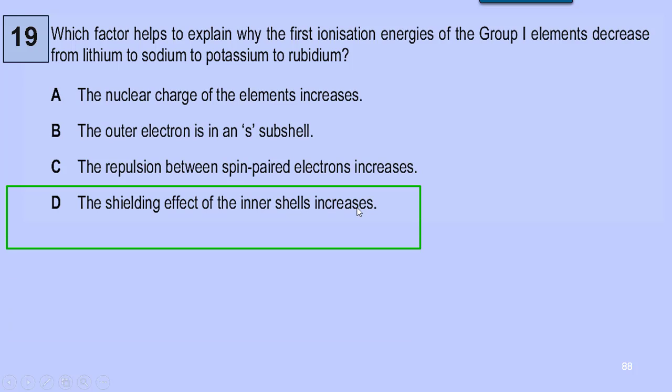Of course, the correct choice will be the last one, because as we move from up to down in the same group, the number of energy levels filled with electrons will increase, and this will increase the shielding effect and decrease the effective nuclear charge, so it will be easier to lose the valence electron and the first ionization energy will decrease.